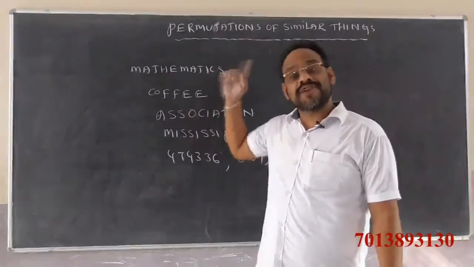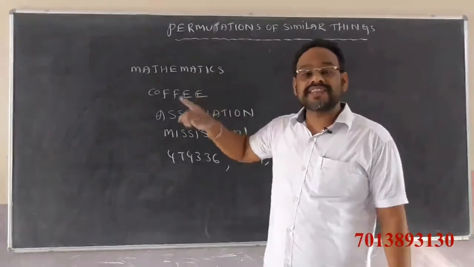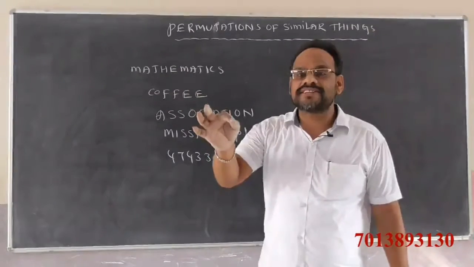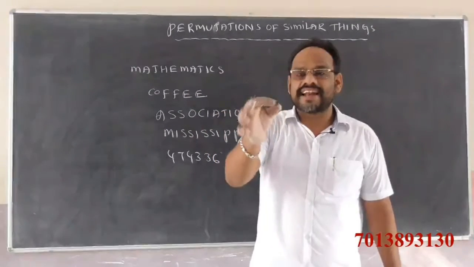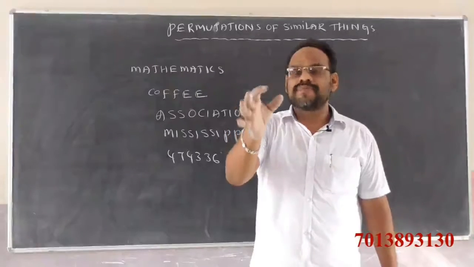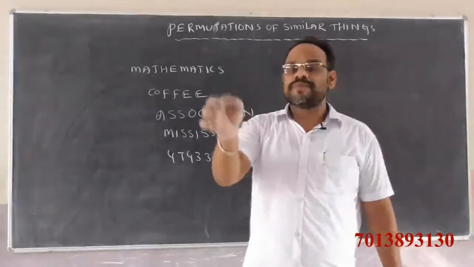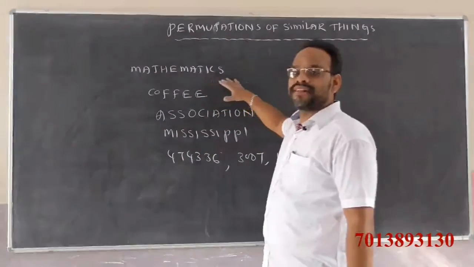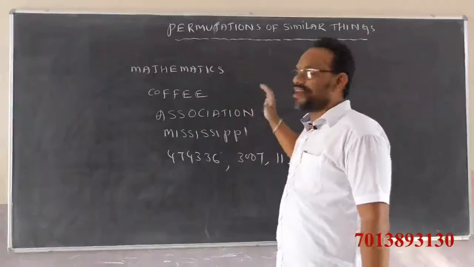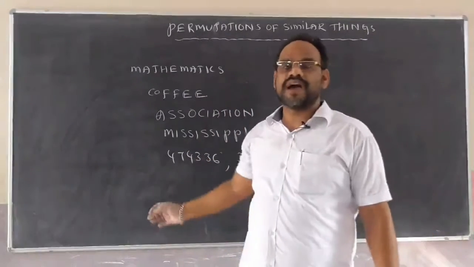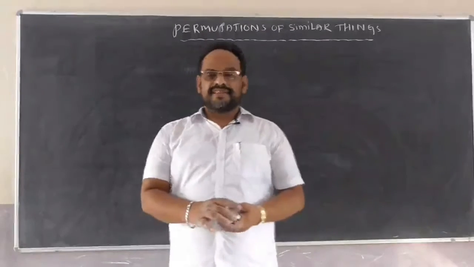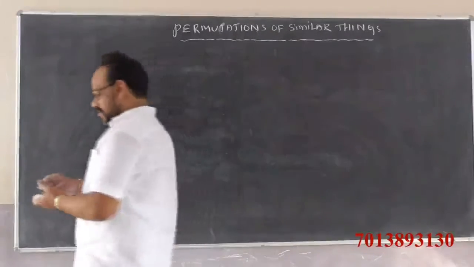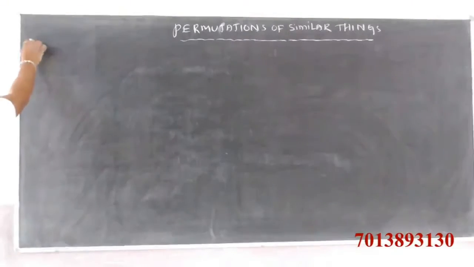If we have n different things, the number of permutations of n things taken r at a time is clearly nPr if repetition is not allowed. If repetition is allowed, the formula is n power r. But here we have similar things. So how to calculate the number of permutations? We have a theorem. Let us discuss one theorem, that is the number of linear permutations.